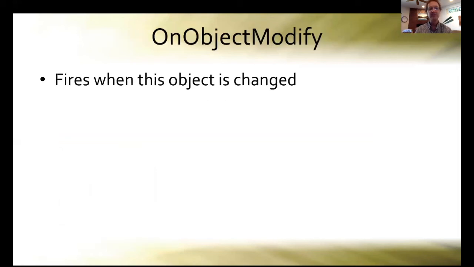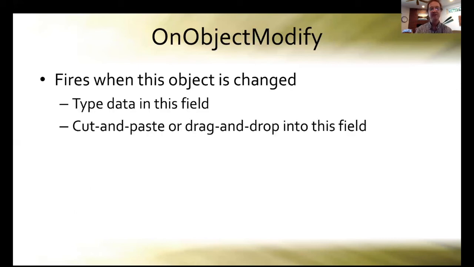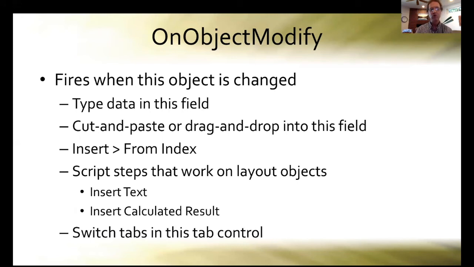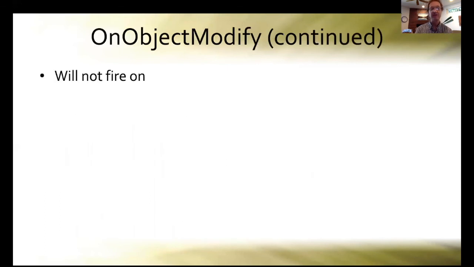All right, we've got onObject modify. It fires when this object is changed, like when you type data into a field, when you cut and paste or drag and drop into a field, when you use the insert from index command, or when you use script steps that work on layout objects to change them, like the paste script step or the insert text or insert calculated result script steps. Or when you switch tabs in the current tab control, that also triggers an onObject modify. Also, it triggers an onPanelSwitch for that matter as well.